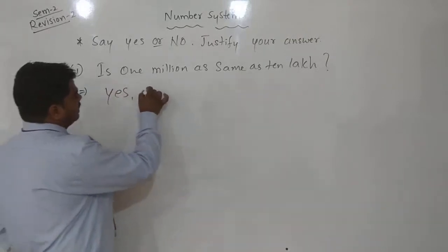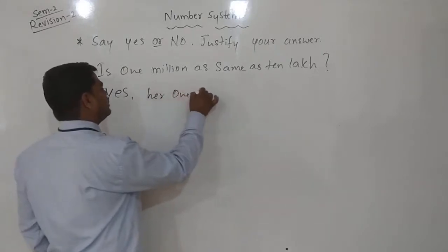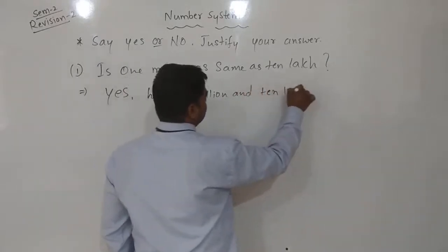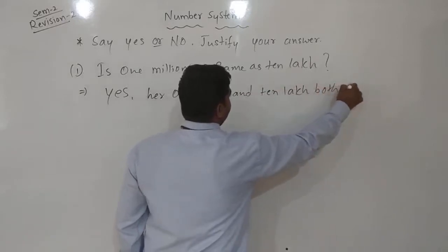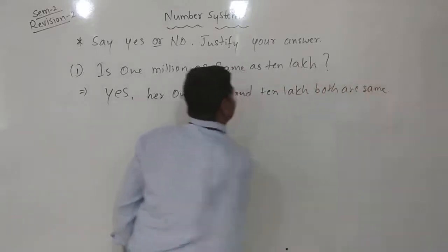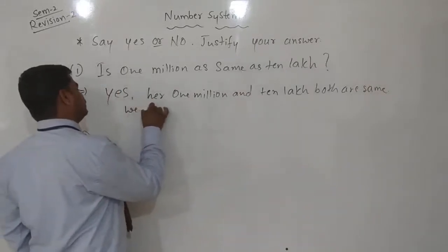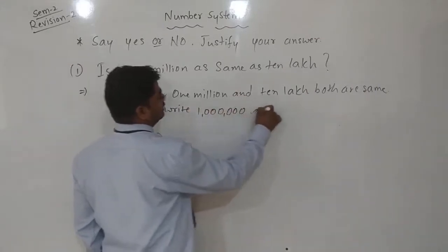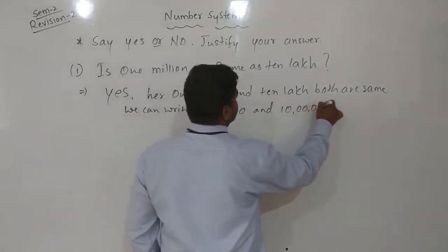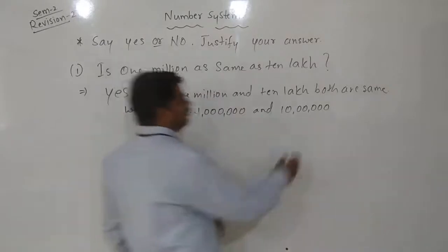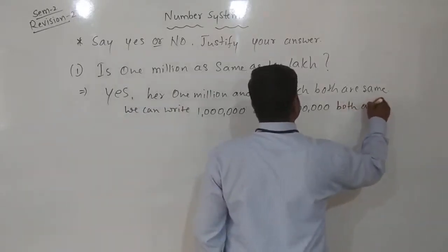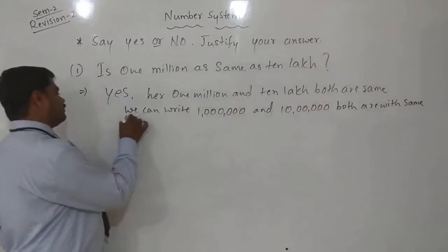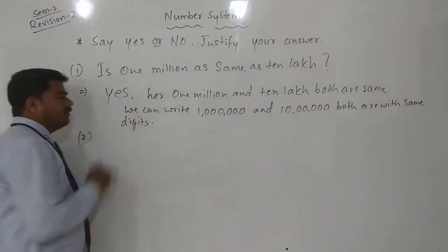Yes, here 1 million and 10 lakh both are the same. How can we write it? 1 million, this is, and 10 lakh, this is 10 lakh. Both are with the same digits. Yes or no? Very simple.